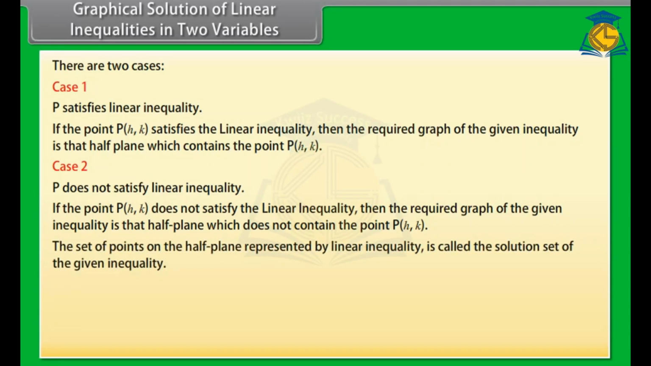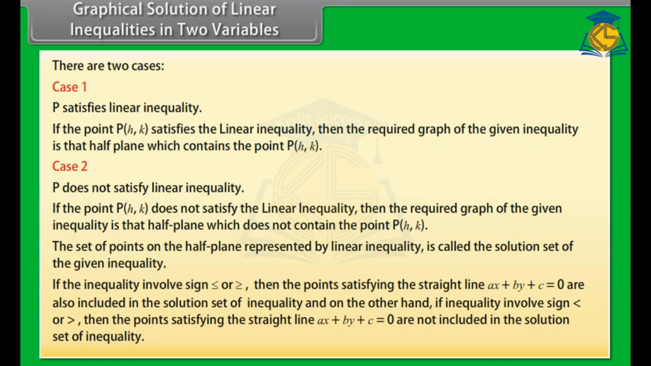The set of points on the half plane represented by linear inequality is called the solution set of the given inequality. If the inequality involves the sign less than or equal or greater than or equal, then the points satisfying the straight line ax plus by plus c is equal to 0 are also included in the solution set of inequality, and on the other hand, if the inequality involves the sign less than or greater than, then the points satisfying the straight line ax plus by plus c is equal to 0 are not included in the solution set of inequality.